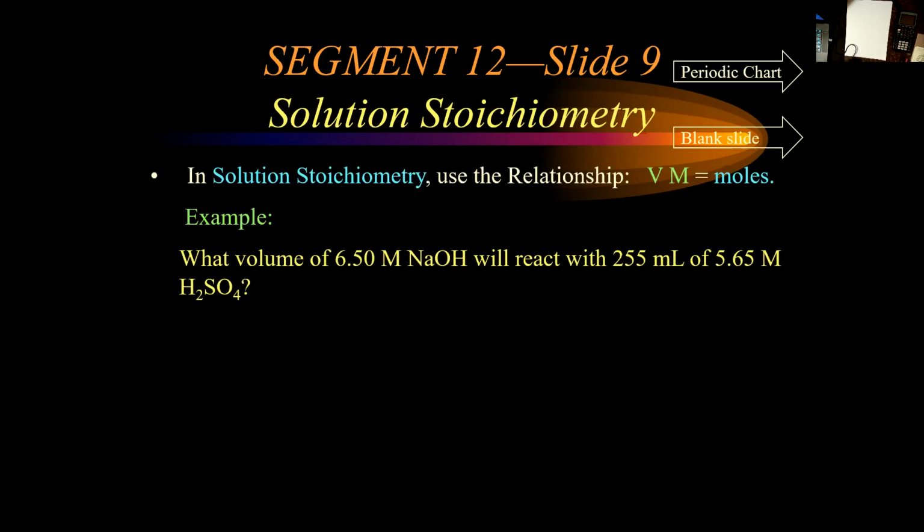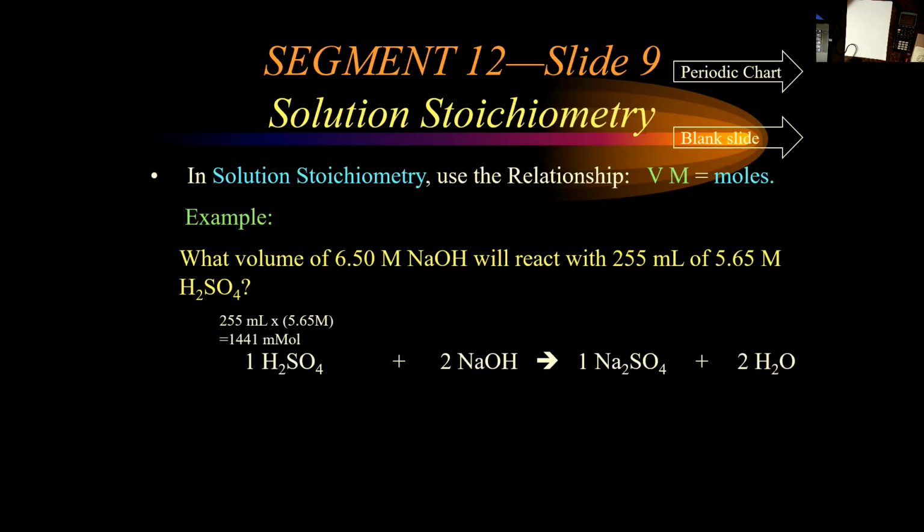So let's suppose I've got a reaction and I want to know what volume of 6.5 molar sodium hydroxide would react with 255 milliliters of 5.65 molar sulfuric acid. And of course, we need the balanced equation for that. It'll take 1 mole of sulfuric acid and 2 moles of sodium hydroxide to completely neutralize. So what number of moles? I take the 255 milliliters of 5.65 molar sulfuric acid and multiply volume times molarity.